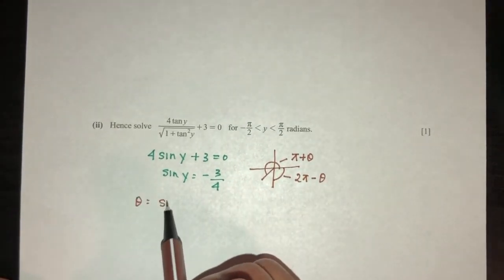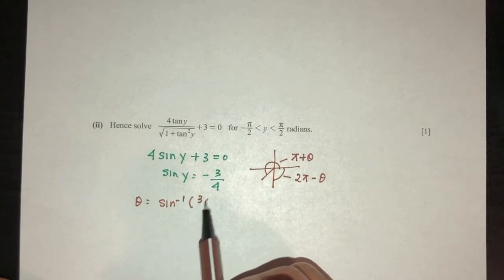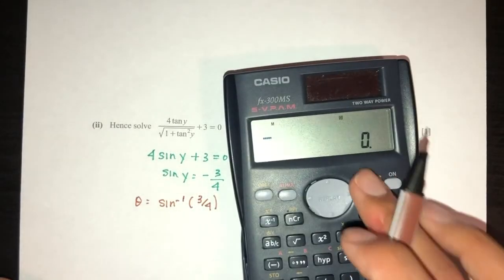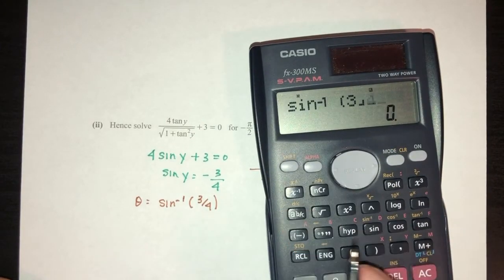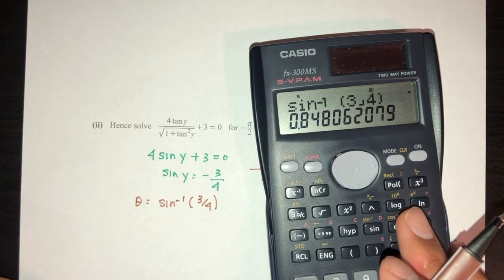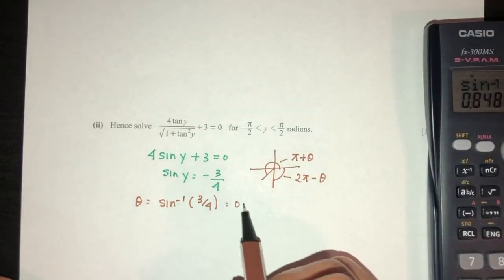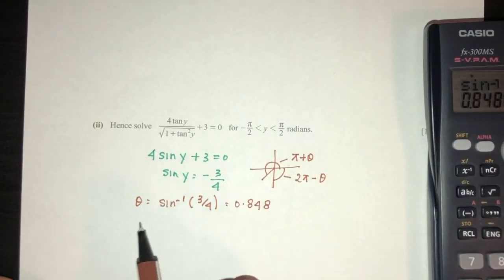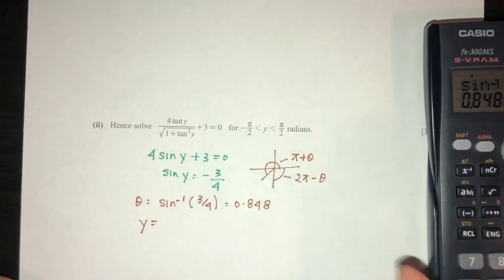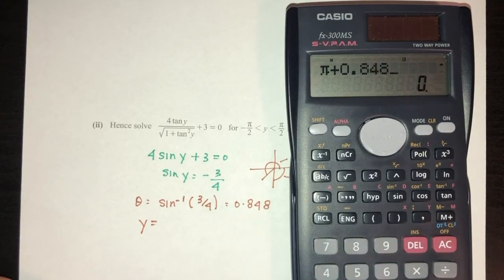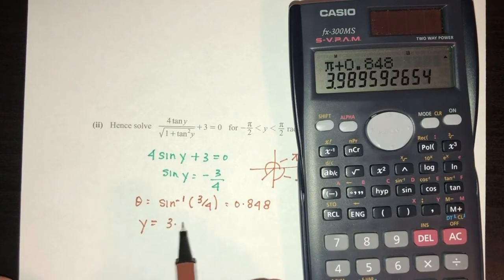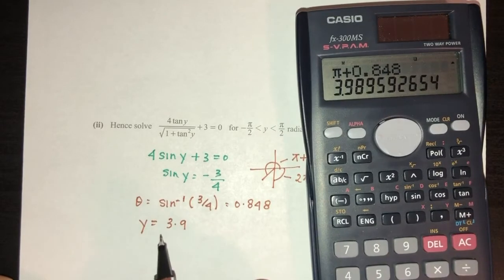So first thing is to find the value of theta. Theta will be sine inverse of the positive value. Here we have to use radians, as you can see. So sine inverse of the positive value, that will be 0.848. Now for the value of y, we have to look at your quadrants. The first one will be pi plus this. So pi plus 0.848. That should be 3.989.